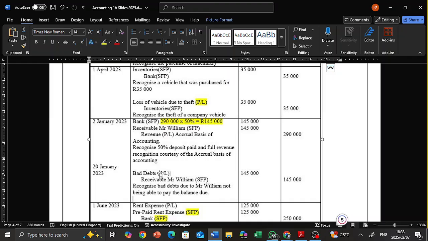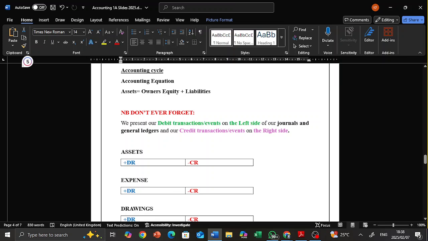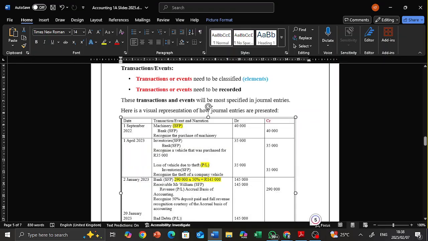I wanted you guys to actually see my colorful notes. We were actually supposed to start here today. I was supposed to show you that, hey, this is how it works. Don't forget, we present our debit transactions and events on the left side of our journals. As you can see here, debit side is the left side. Okay. When you're doing your general ledger, you will see that as well. And so we record them on the left side, then our credit transactions on the right side. Then here are all your elements and where they increase and decrease. Okay.